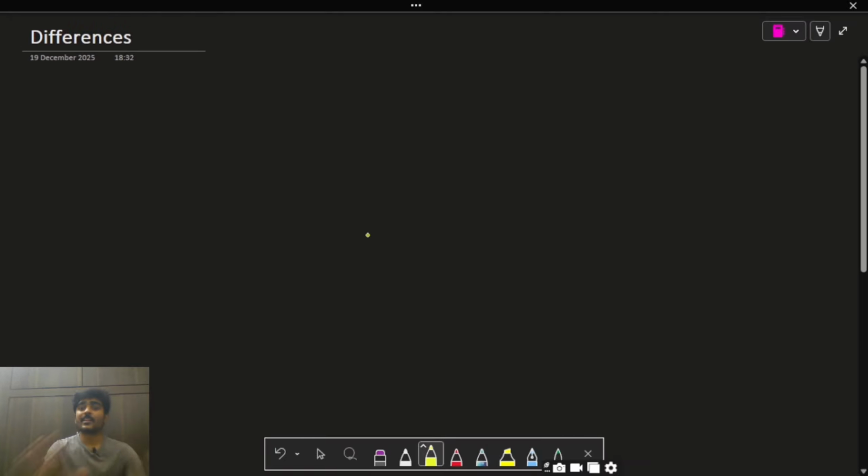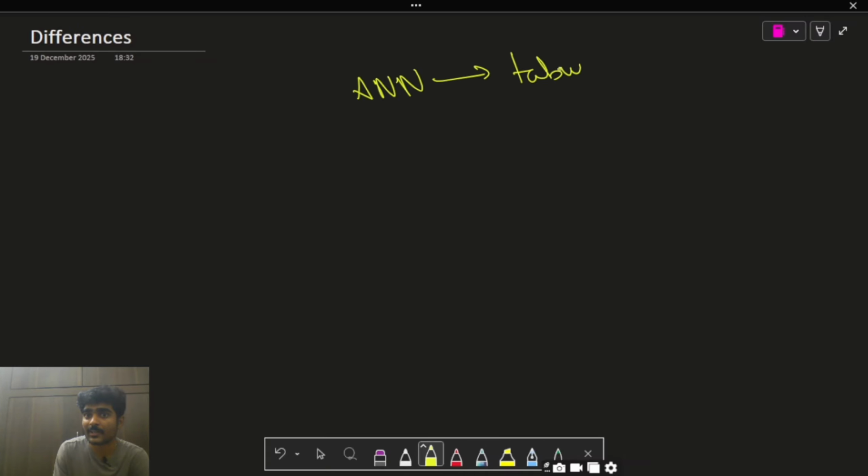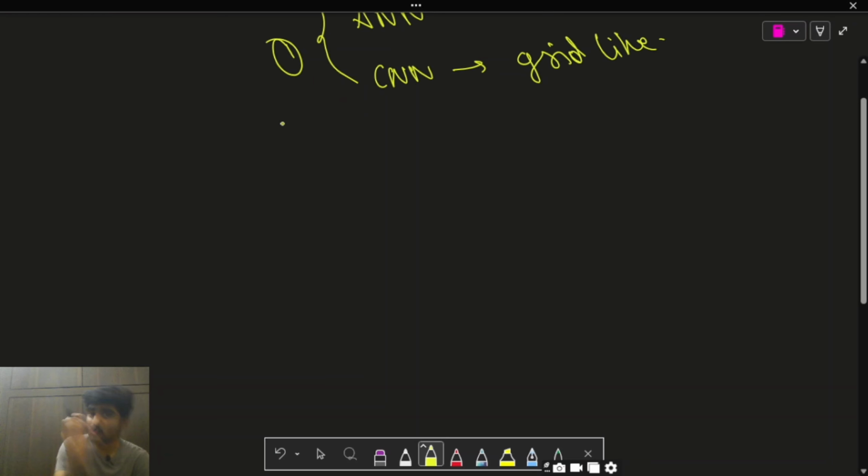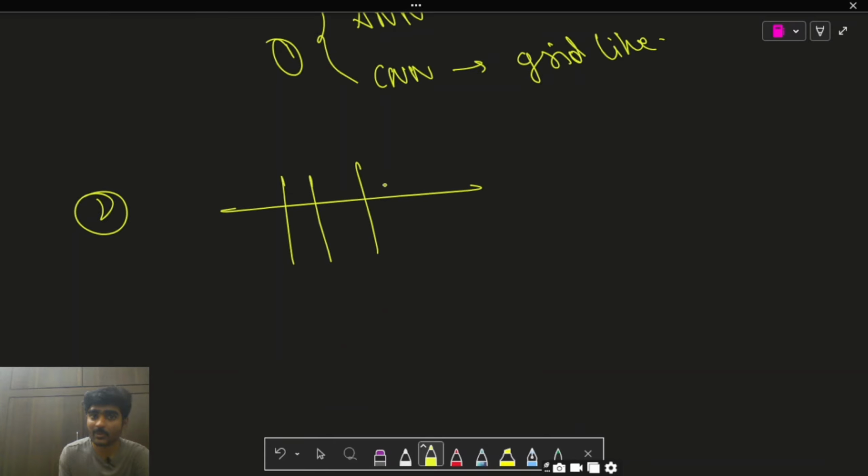Now let us discuss the various differences between artificial neural networks and convolution neural networks. The artificial neural network is designed to work on tabular data, but the convolution neural network is designed to work on grid-like structures. This is the very first difference. Now the second and most important difference: let us say we have tabular data, which has an x1 feature, x2 feature and x3 feature. So totally I have 3 features here.